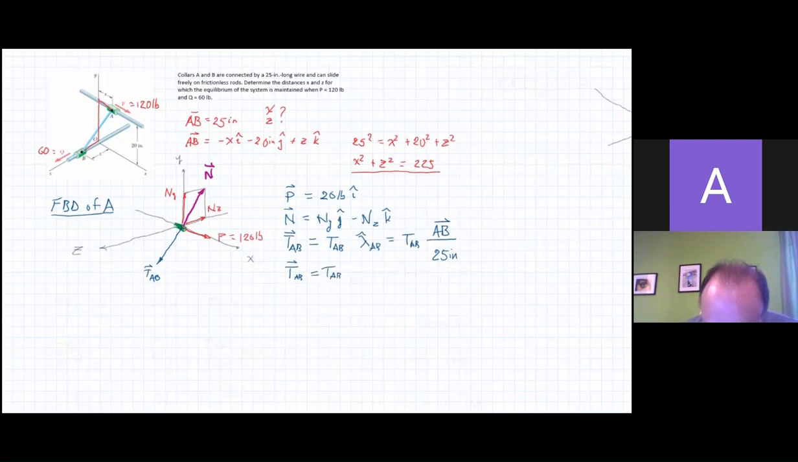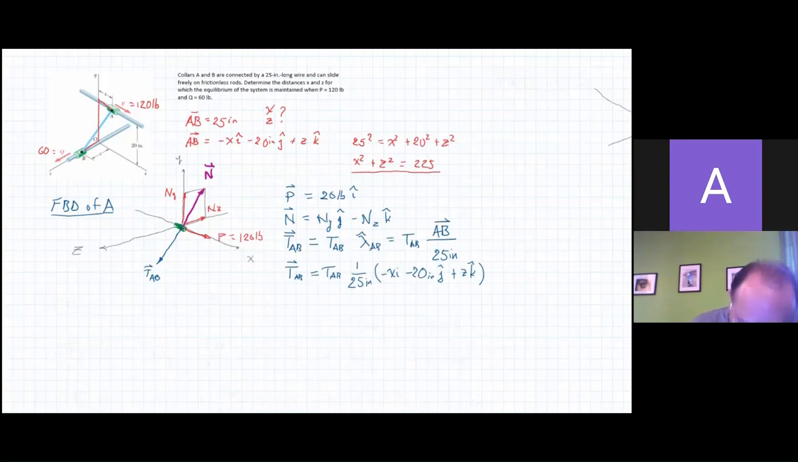magnitude multiplied by lambda AB, which is 1/25 inches, multiplied by the vector AB, which is minus xi, this guy right here, minus 20 inches J plus zK. All right. So we have all the forces in rectangular components.